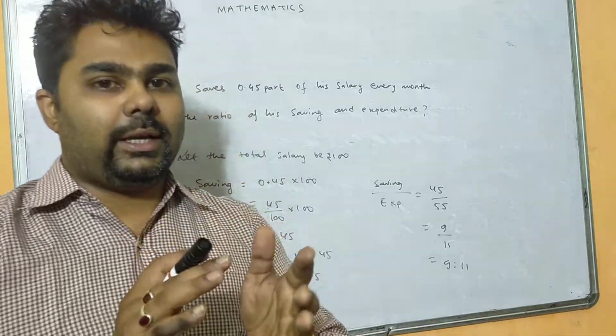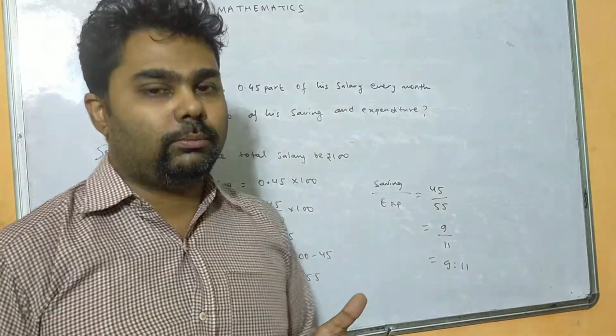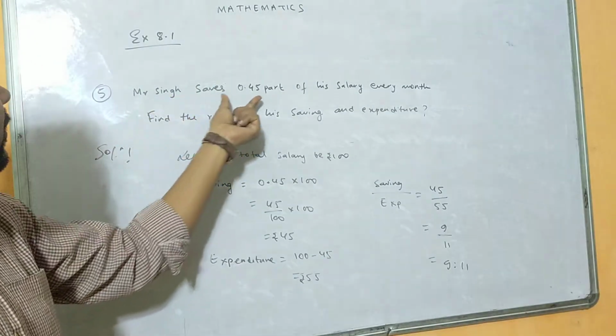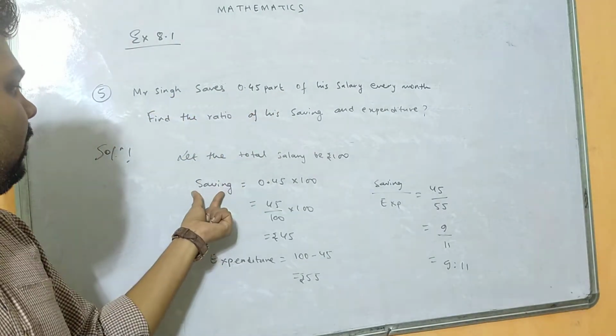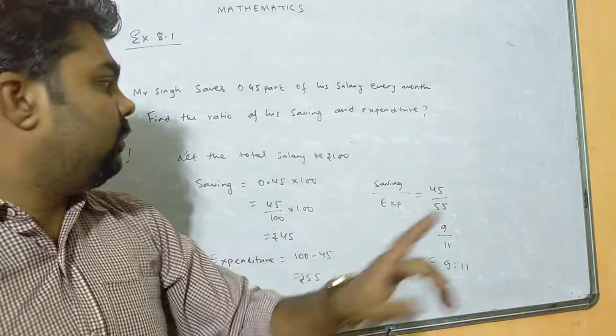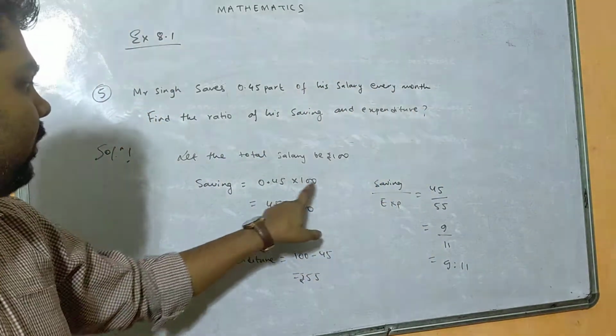Okay, so we can take 100, we can take X also. So I have considered here 100. So what is the saving here? How much does he save here? 0.45 part. So saving is 0.45 of total money. How much is the total money? 100. So 0.45 into 100.